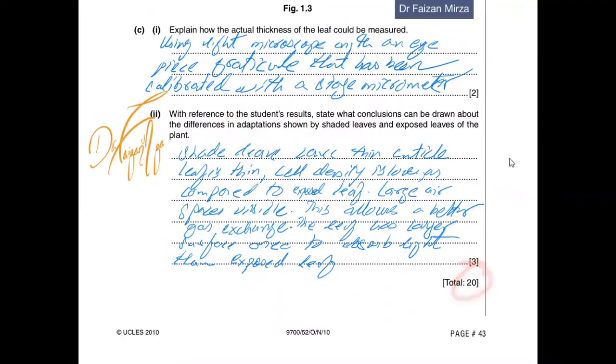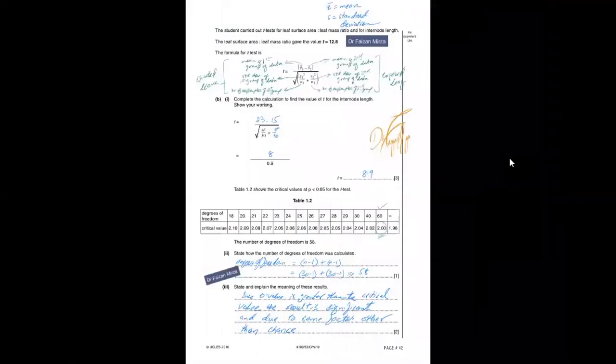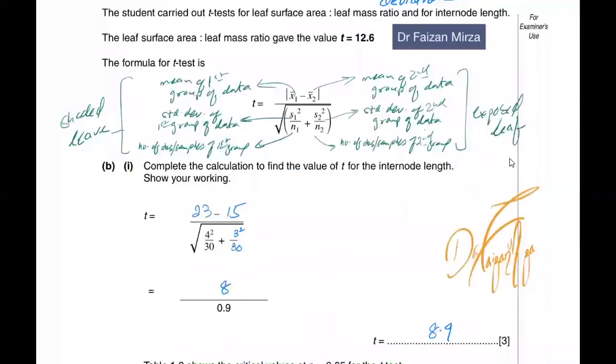So this question was of 20 marks. It was a long question, but it covered something very interesting, which is the t-test and how the calculation of the t-test is to be performed and how it needs to be compared with a critical value.